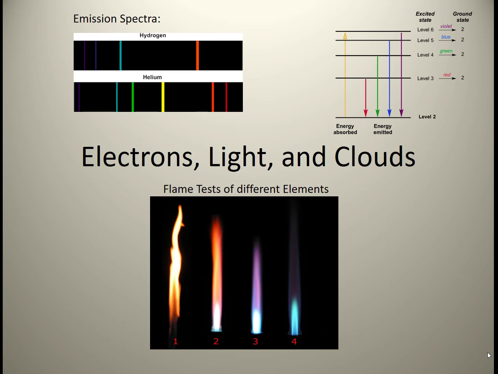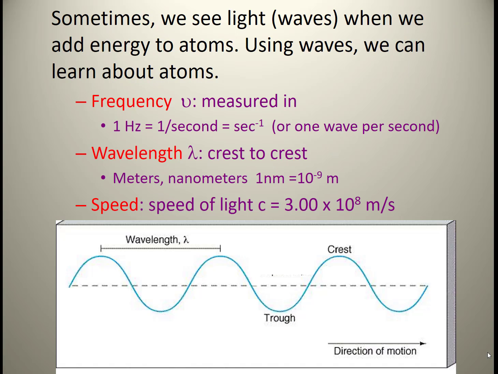Let's talk about electrons, light, and then later on we will talk about electron clouds. Because we're using light to help us discover the properties and characteristics of an electron, let's look at the properties of a wave. On this diagram down below, we see that a wavelength is from crest to crest.